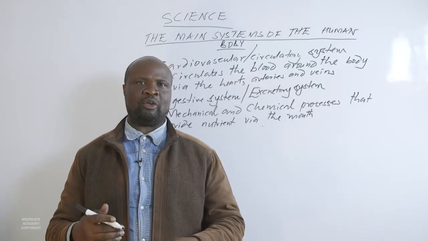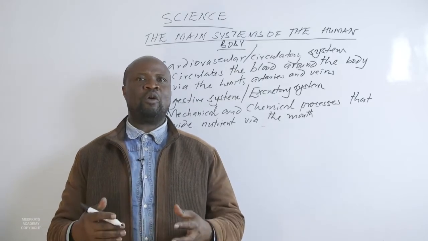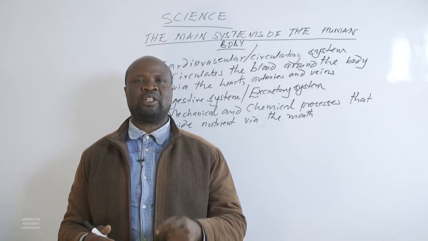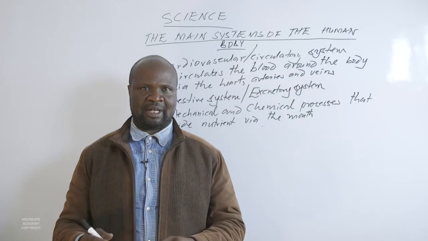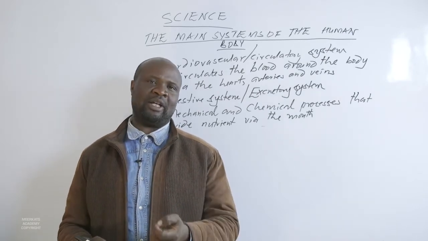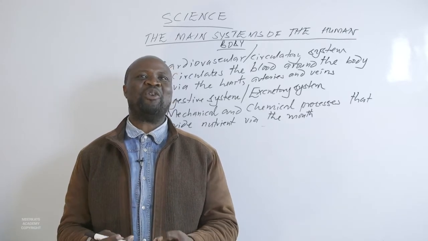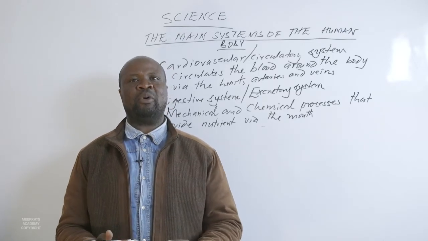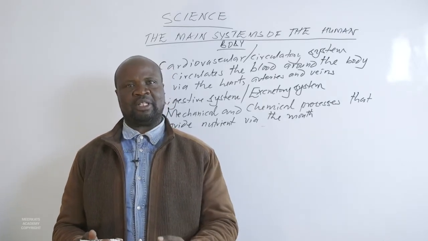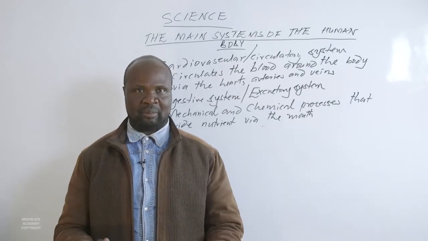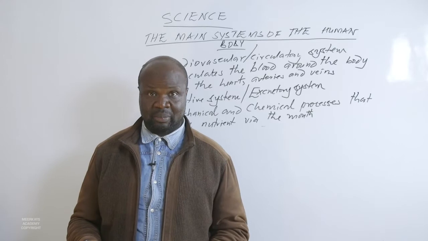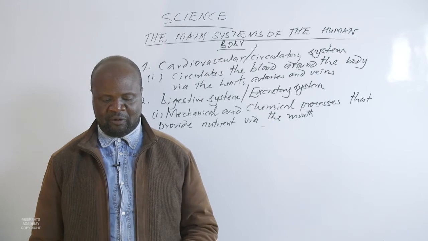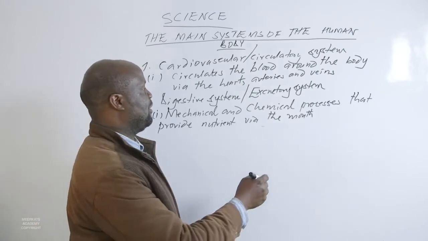And when this food is swallowed, as it goes into the intestine, the intestine is also equipped with some chemicals to ensure that this food is broken down into a state that can be absorbed by the intestine. And we know the intestines are well equipped with alveoli, located within the intestines, which enable them to absorb the nutrients within the food so that they can be united with the bloodstream. So that is mechanical and chemical processes that provide nutrients via the mouth.